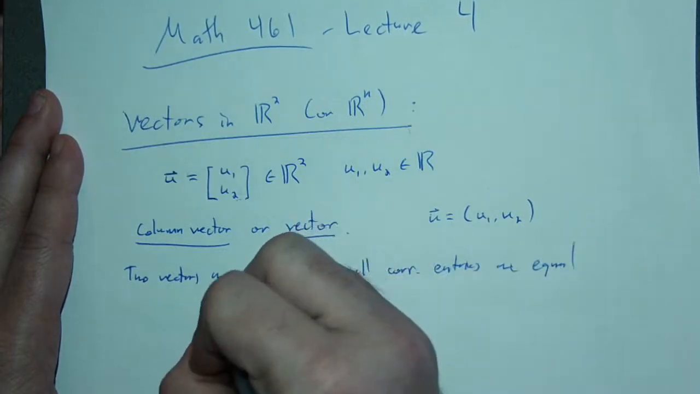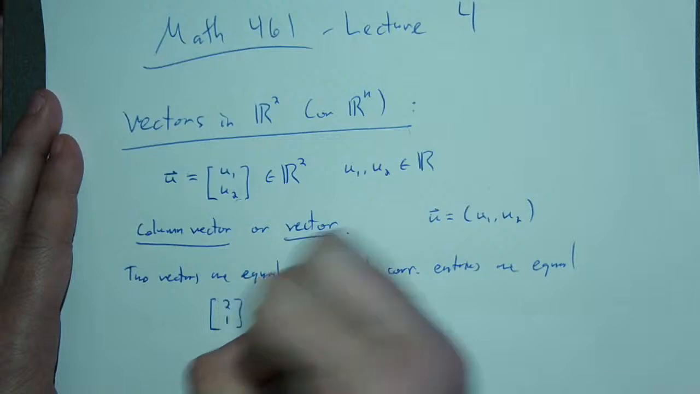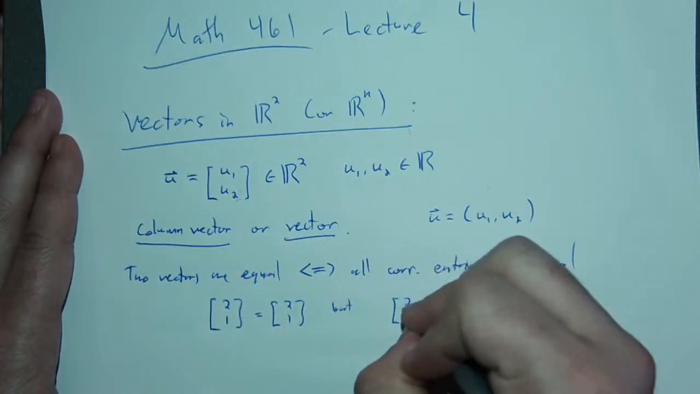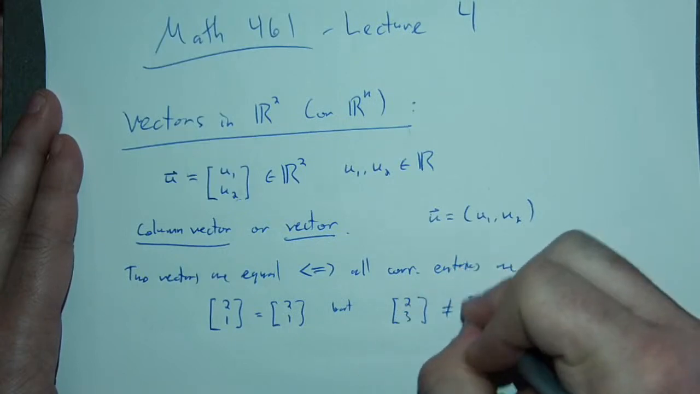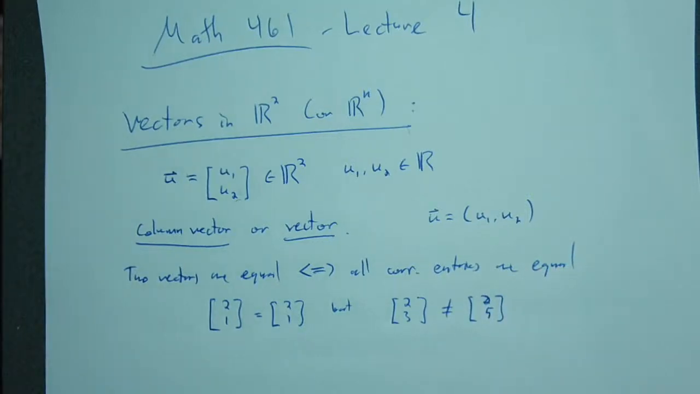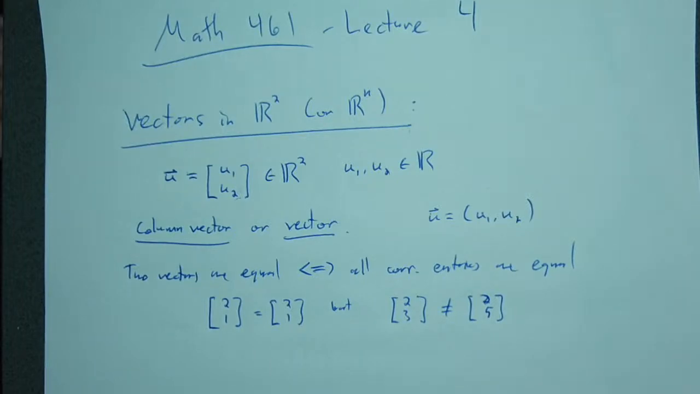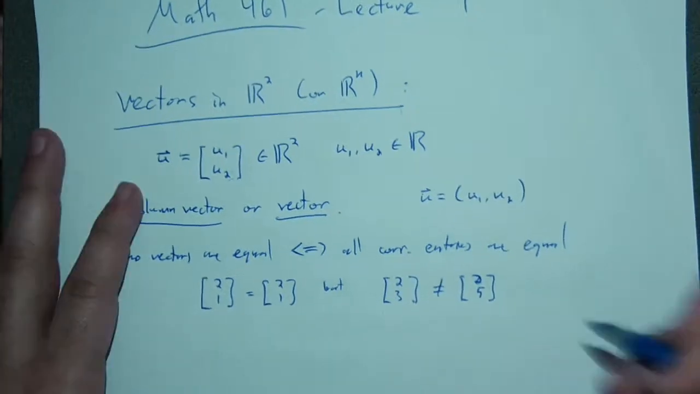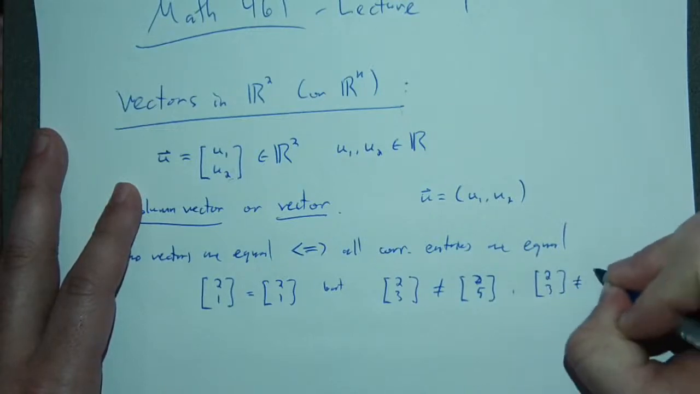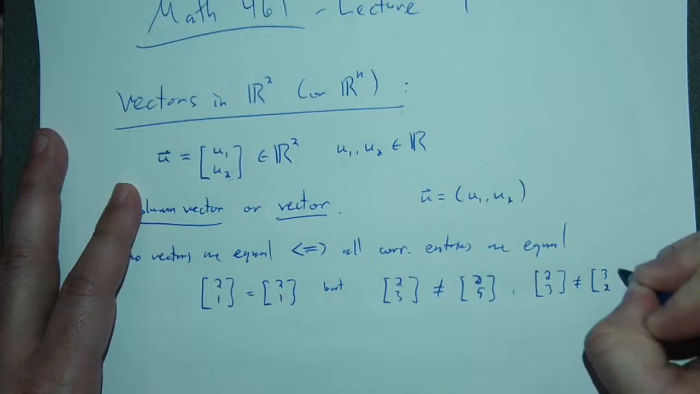Right? So obviously (2, 1) is equal to (2, 1), but (2, 3) is not equal to (2, 5). The first entries match up, but the second entries don't, so these have to match up 100%. And of course the corresponding entries have to match up, so (2, 3) is not equal to (3, 2), obviously, for the same reason.